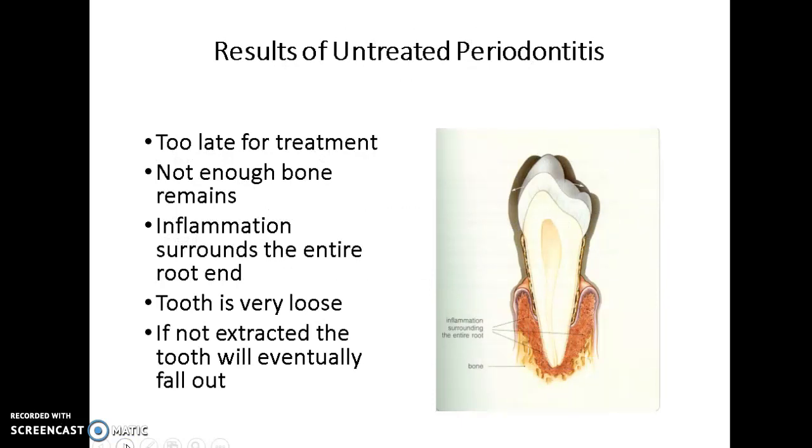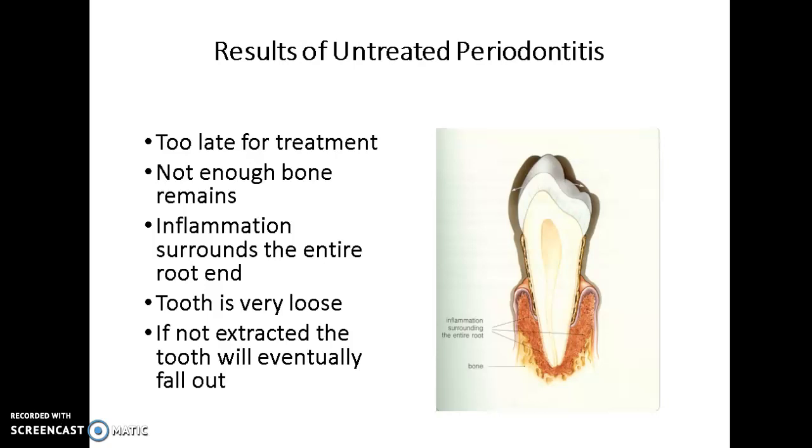So, results of untreated periodontitis: it can be too late for treatment. If the level of the bone has sunk to an area like this where there's literally no bone holding the tooth, it's a soft tissue attachment only, that tooth is not going to be able to be saved because there's not enough bone remaining to salvage the tooth.